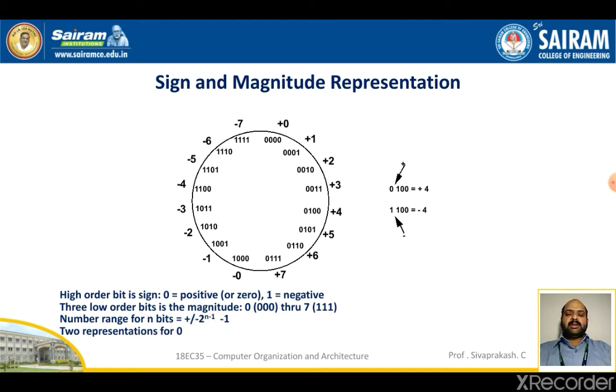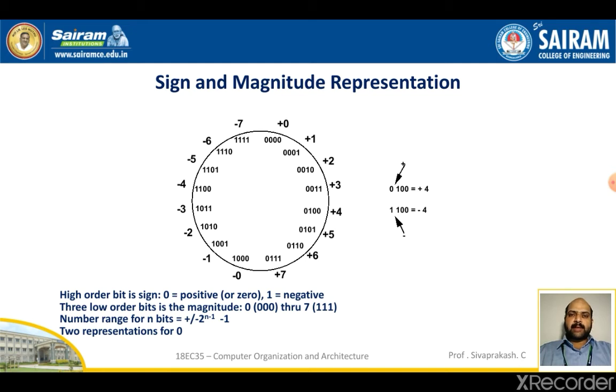Okay, there are two representations for 0, minus as well as plus, in the sign and magnitude representation. So sign and magnitude representation represents values in both directions, positive as well as negative. In total we have 16 different values, starting from plus 0, plus 1, plus 2, plus 3, plus 4, plus 5, plus 6, plus 7, and minus 0, minus 1, minus 2, minus 3, minus 4, minus 5, minus 6, minus 7. So 8 plus 8, 16 different values we are going to represent in decimal format.